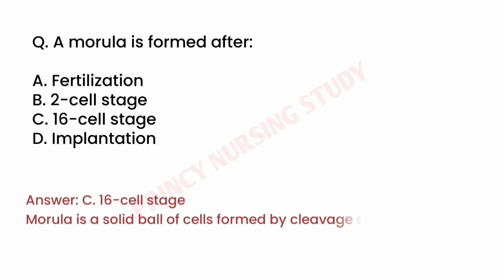Next question. A morula is formed after... Correct answer is C. 16 cell stage. Morula is a solid ball of cells formed by cleavage of a fertilized ovum.